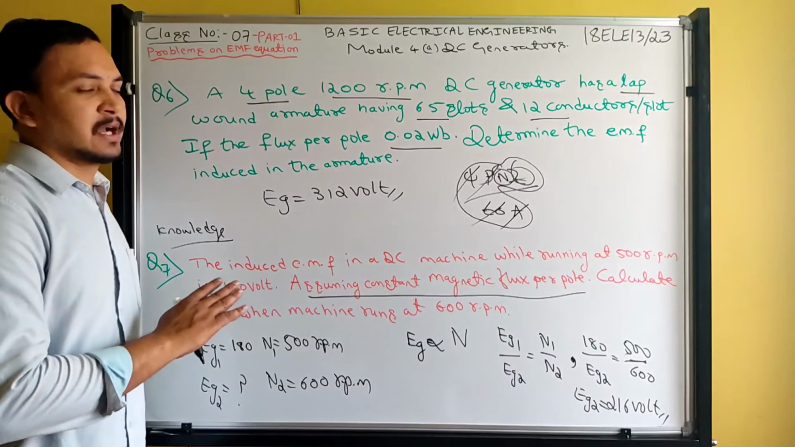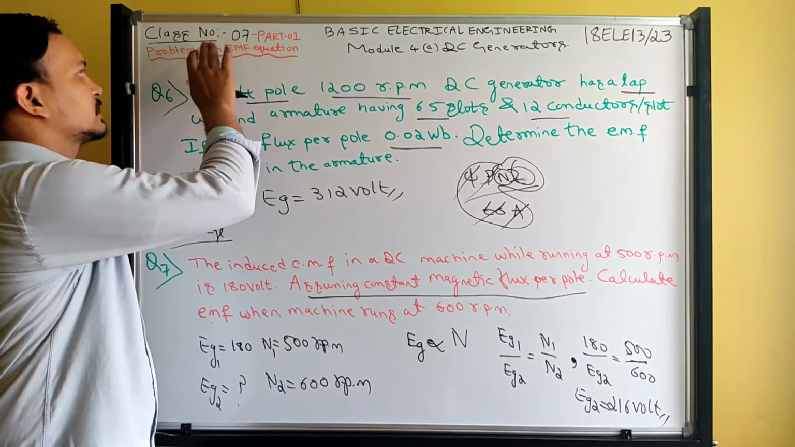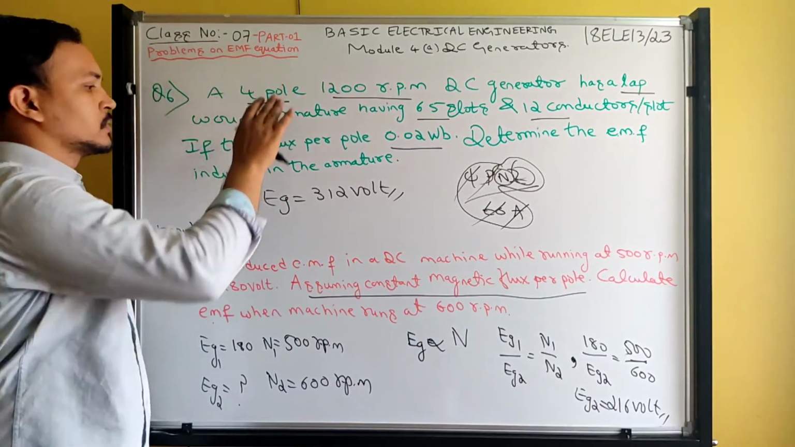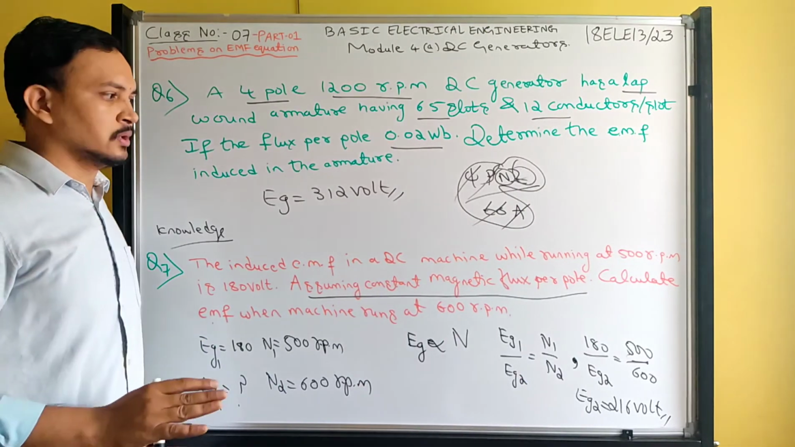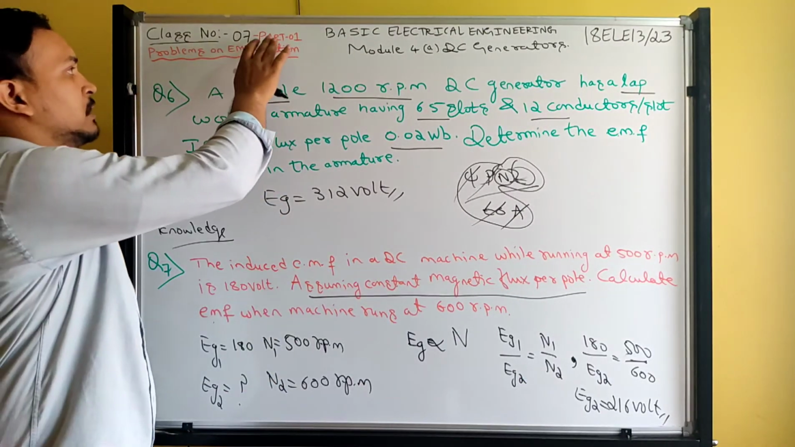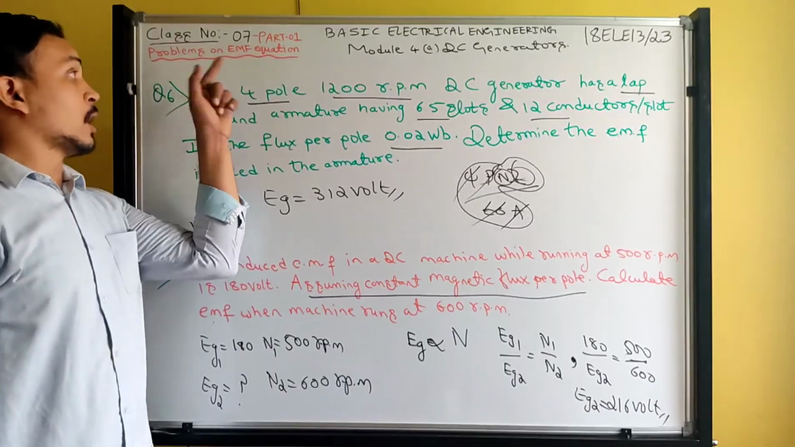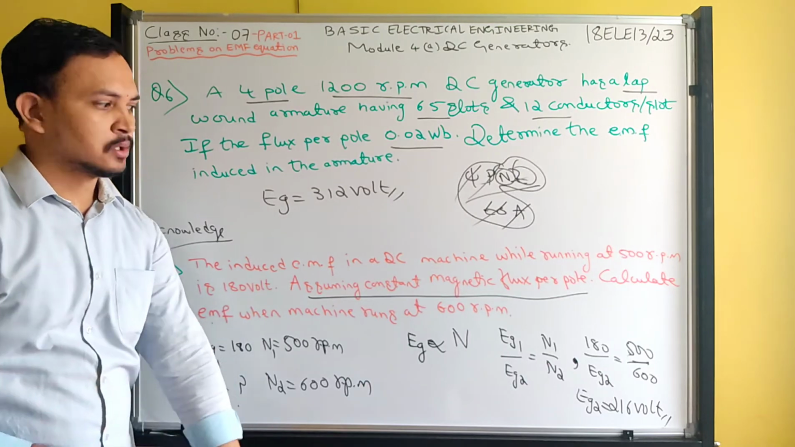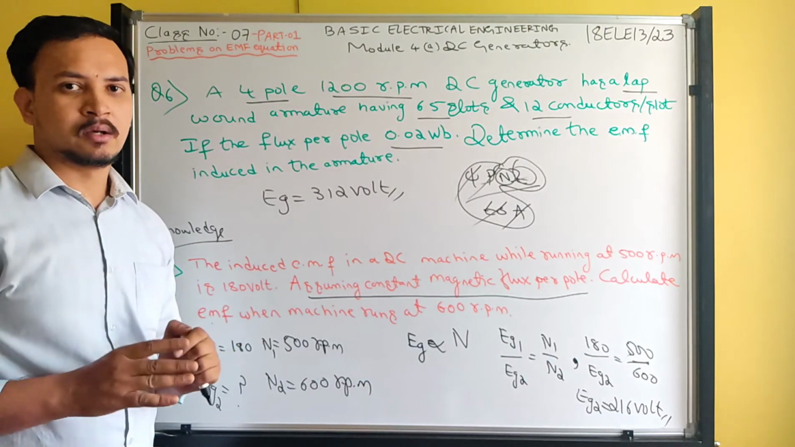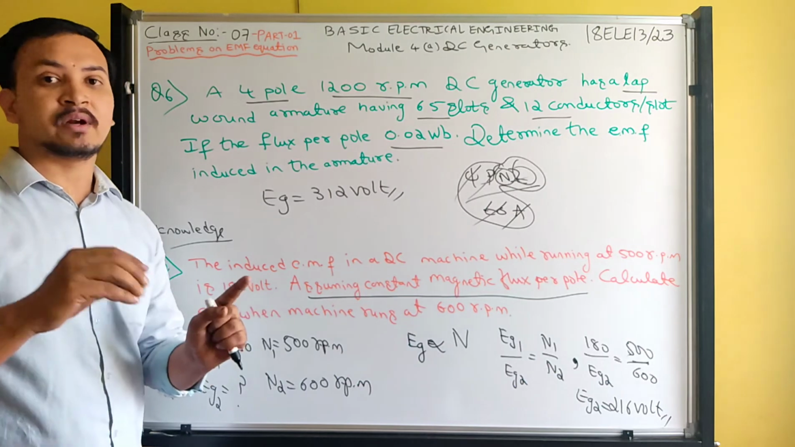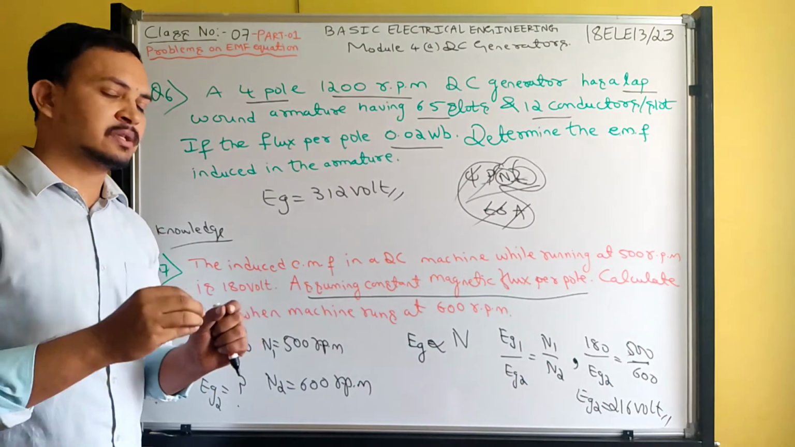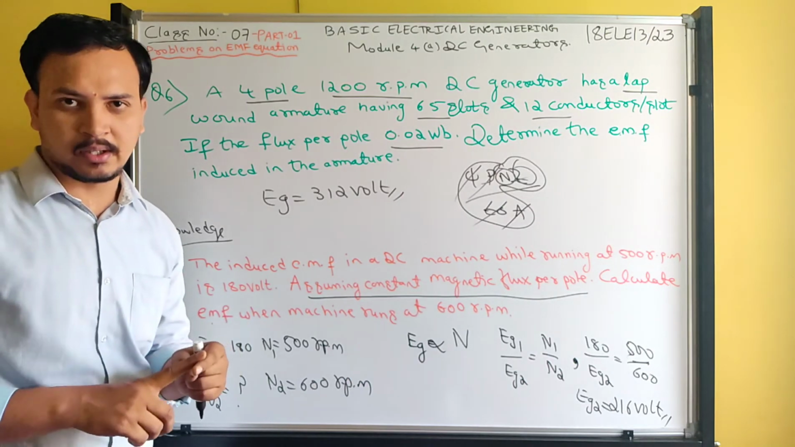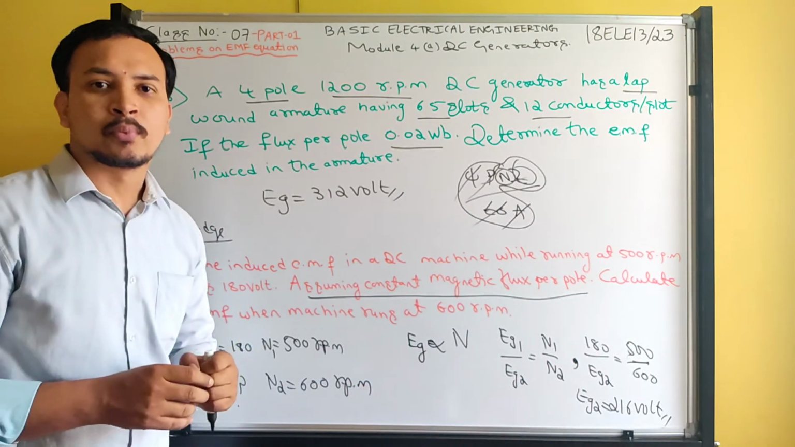See, by this I completed lecture 7 part 1. This lecture includes only problems on EMF equation. So in the next video, that is class number 7 part 2, it is problems on types of generators. I will do many problems on types of generators. So that is very much important. There are different types of generators, so you need to analyze each and every type. You must know the voltage and current relations of all types of generators. Then only you will be able to solve problems.